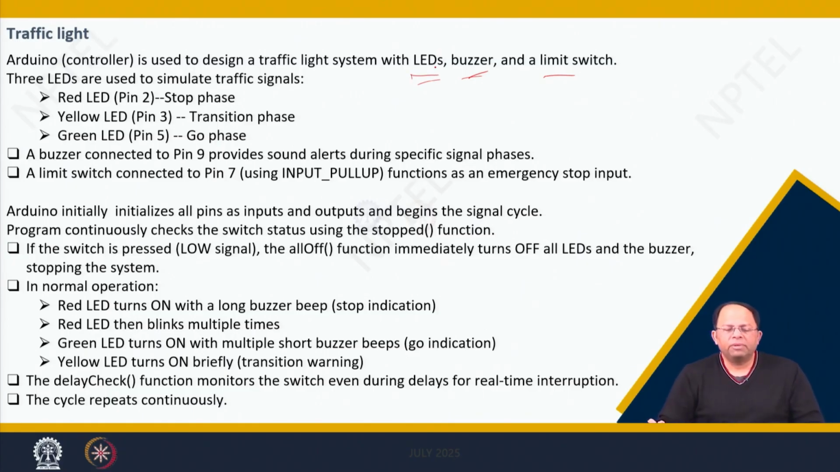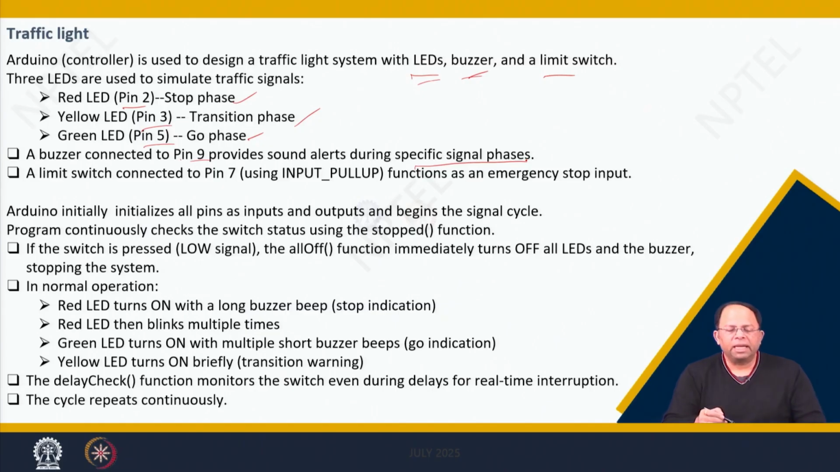Now we are using 3 LEDs over here: red LED, yellow LED, and green LED. The red LED would be connected to pin 2, yellow LED to pin 3, and green LED to pin 5. Red indicates the stop phase, yellow means the transition phase between green and red, and green is the go phase. That means vehicles will start, right? A buzzer is also connected to pin 9. It will provide sound alerts during some of the signal phases. That means when it turns green, it will start running the buzzer and so on.